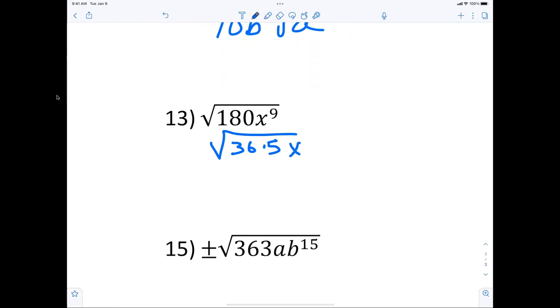All right. And then it's x to the what? x to the 8th times x. That's how you break down the variables. So what's the square root of 36? 6. x to the 8th over... And what's left behind? 5x. Really, really simple.